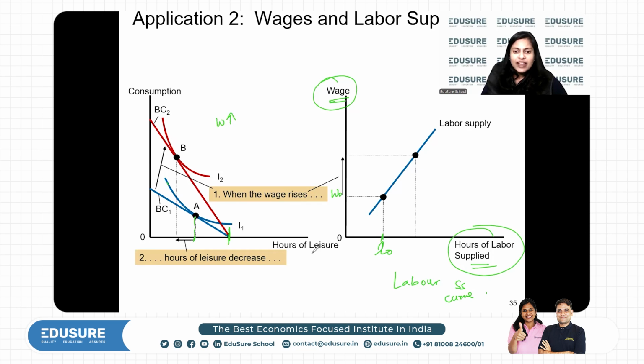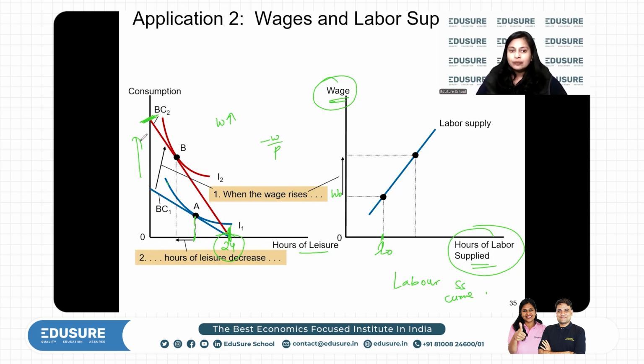the hours of leisure can be 24 only. So you can't increase the hours of leisure. But if you work more, you can have more consumption in the same 24 hours. So when wages increase, the slope is minus W by P, right? So the budget line becomes steeper, but this point does not increase. The maximum leisure hours remain at 24, but the consumption increases.